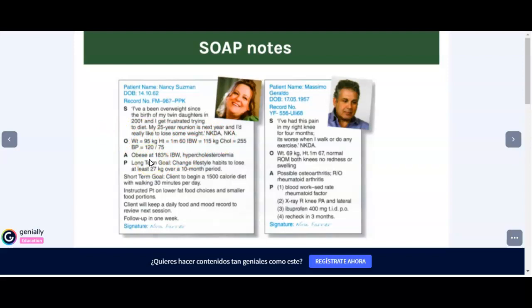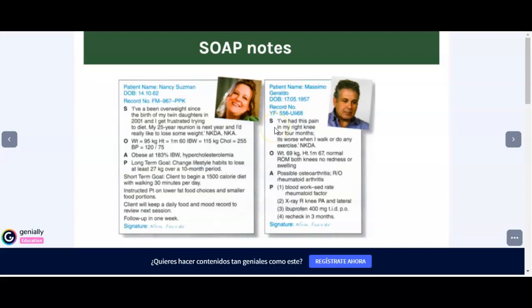Then we have this part about the assessment that says that she is obese at 183% of ideal body weight with hypercholesterolemia. Oops, I don't know how to pronounce this, but I know you understand this part. And then with P, we have the plan, that is long-term goal, that is to change lifestyle habits to lose at least 27 kilograms over a 10-month period, okay? So this is an example of a SOAP note. Here we have another one, okay?